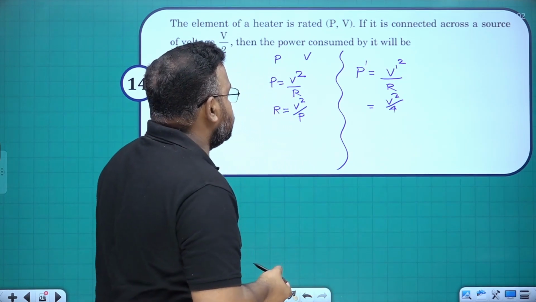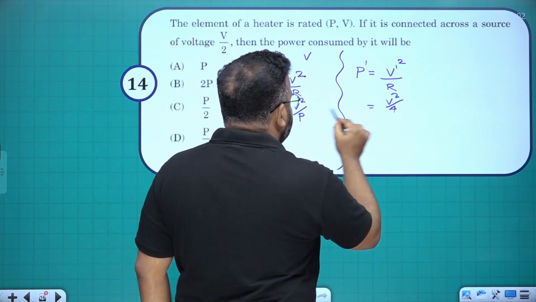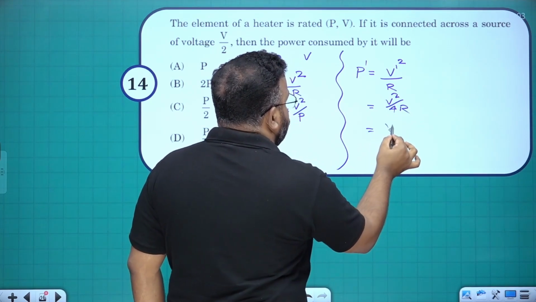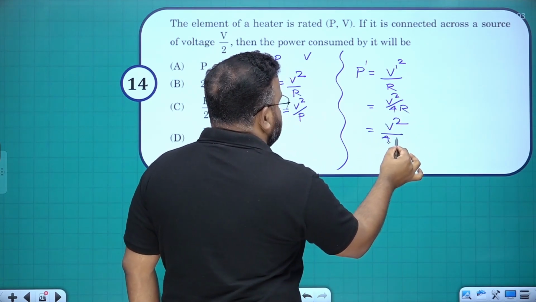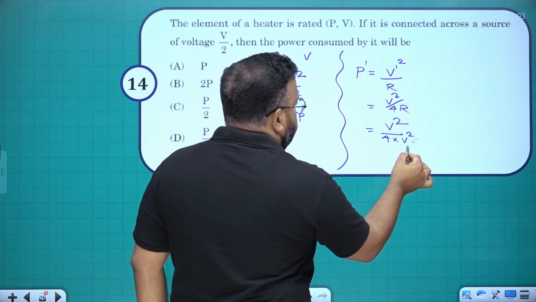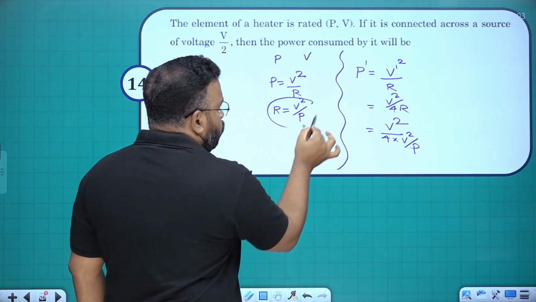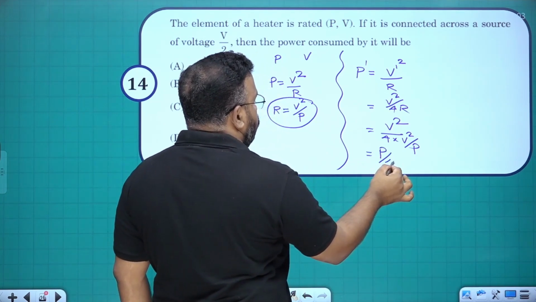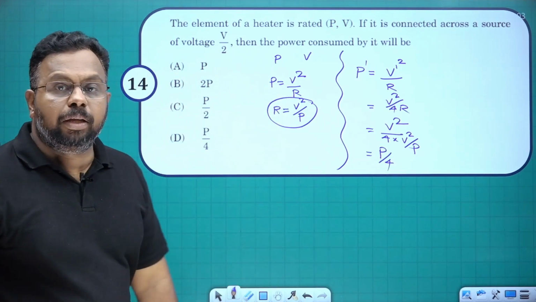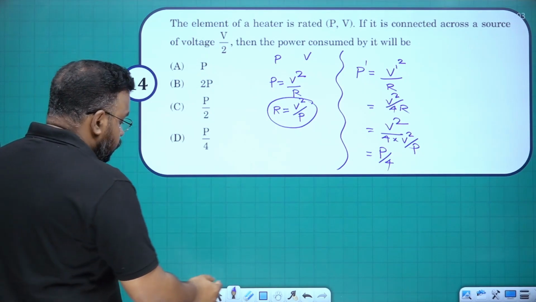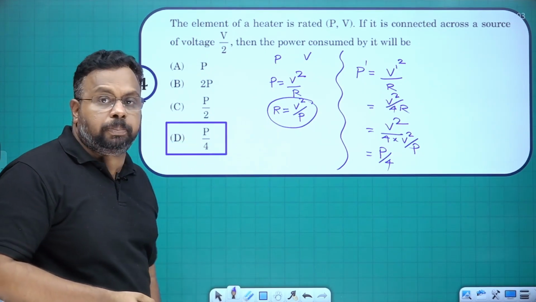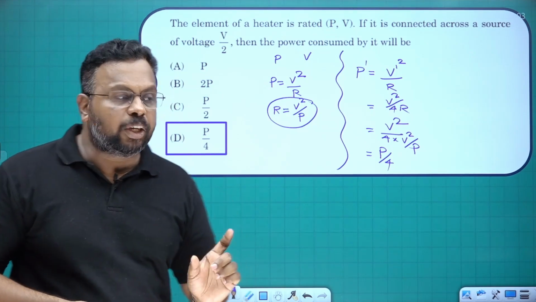V square by 4 into what? R. Now R is what? So I'm writing V square by 4 into R, where R is equal to V square by P. So V square cancels, and this P will go up. Look at the result. We are getting what? P by 4. P by 4 is the right answer for this. That is option D. Be careful, students. Please check the steps. I think it's clear.